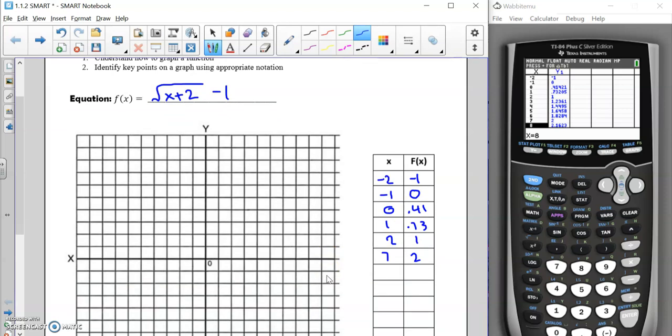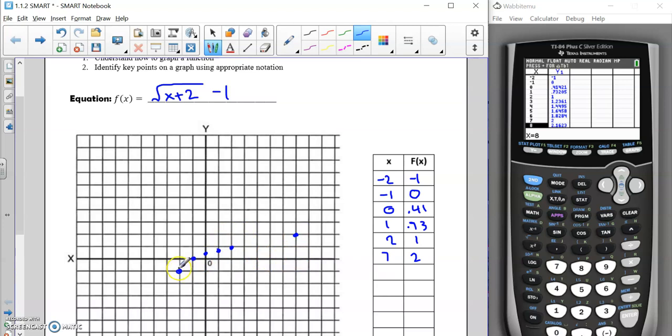So -2, 1 is a point that's going to go 2 to the left and then down 1. So we're going to start here. And then -1, 0. So we always start at 0, left 1, 0, up and down. So we'll stop right there. 0, 0.41, that's going to fall somewhere around here, a little bit under 0.5, right? 1, and then 0.73, so right 1, up 0.73-ish. Just estimate with these decimals. 2, 1, so right 2, up 1, and then 7, 2. That'll be right over there.